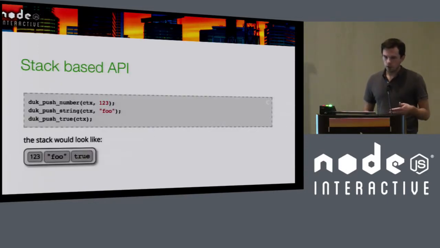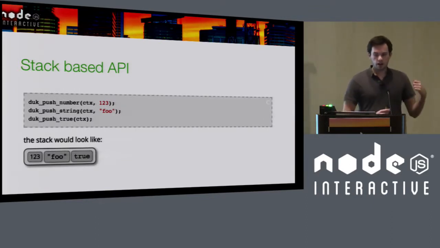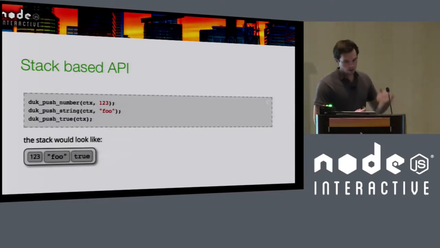So it's a stack-based API, and the way you use it is you say, all right, I want to duk_push_number, duk_push_string, duk_push_true, and then it manipulates the stack so that it looks like it has this number, this string, and this Boolean.